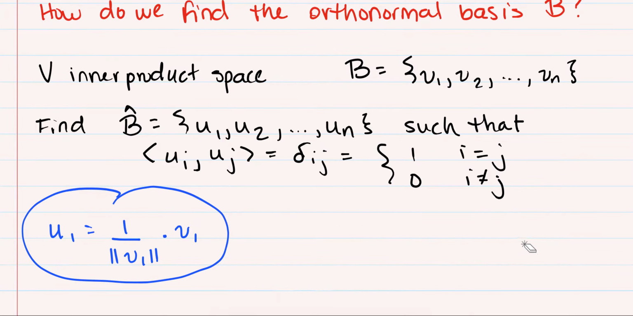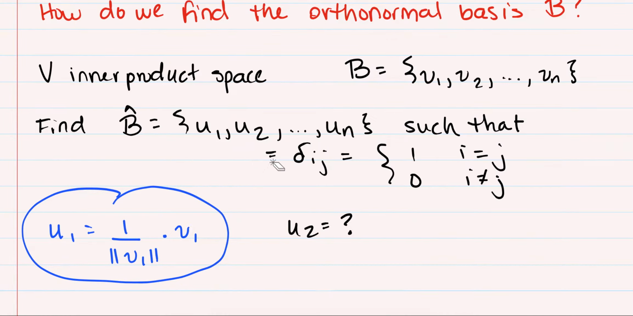The first one's really easy to figure out. The rest of them are harder, and it gets harder the further we go along. So what I'm going to do is show you how to find U2 and U3, and then I'm going to give you a formula to figure out the rest based off of the work we do. Okay, so let's try to figure out what U2 is.